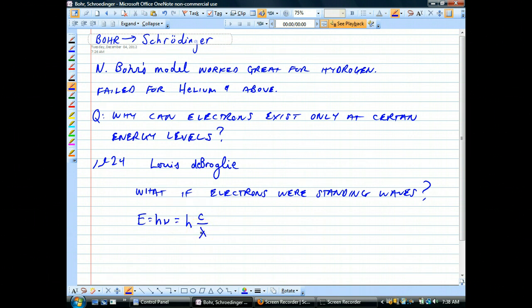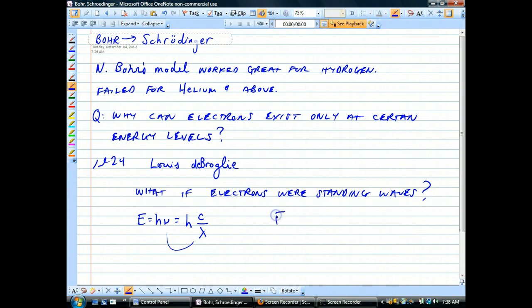Do you understand that? See what I did there? I just substituted the speed of light in there and the wavelength so that we can express it in terms of wavelength. C over lambda is equal to the frequency. I don't want to lose you. Do you see what I did there?